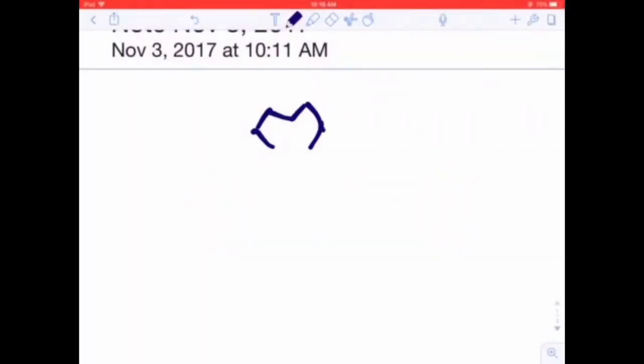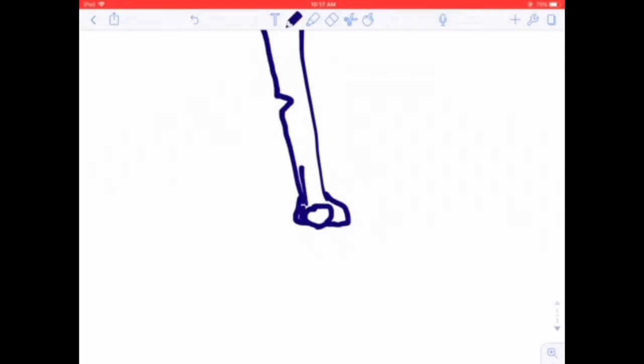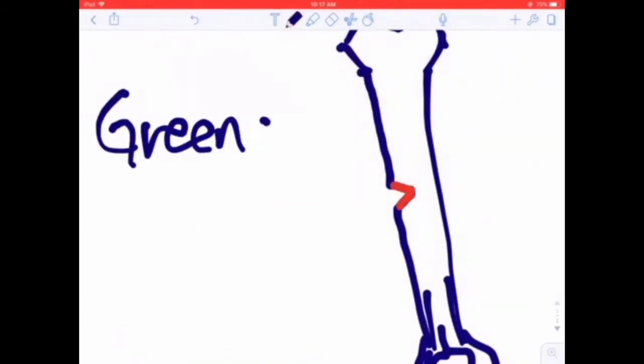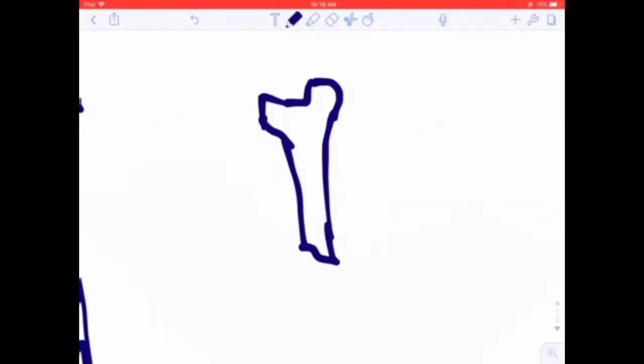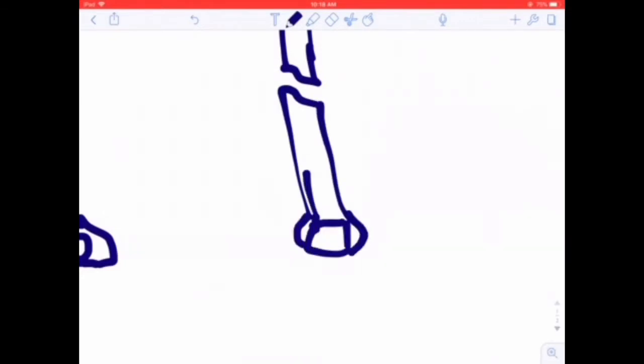Greenstick fracture, a partial fracture in which only one side of the bone is broken. Oblique fracture. An oblique fracture only occurs at an angle that is not 90 degrees.